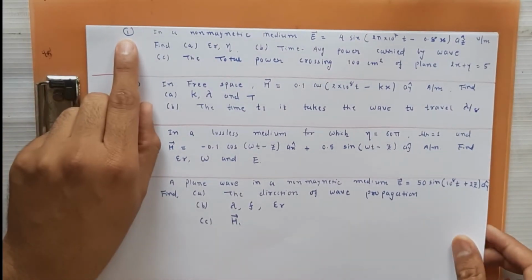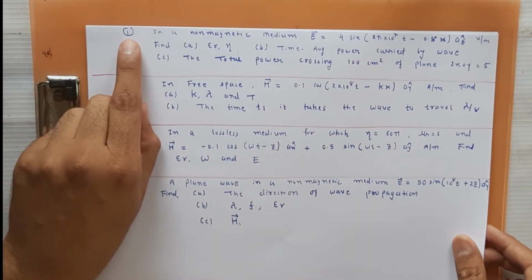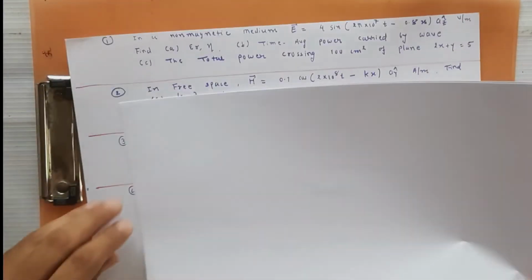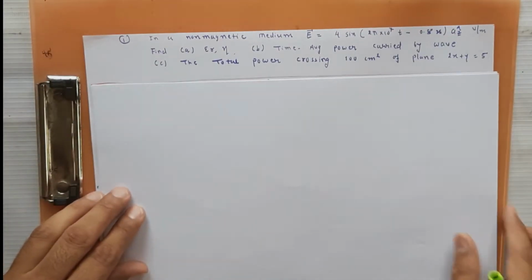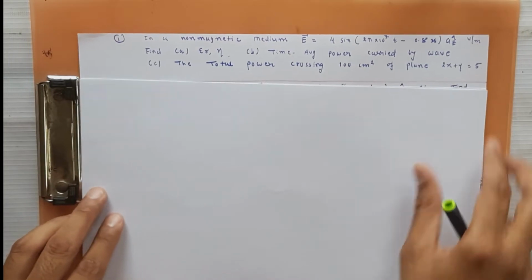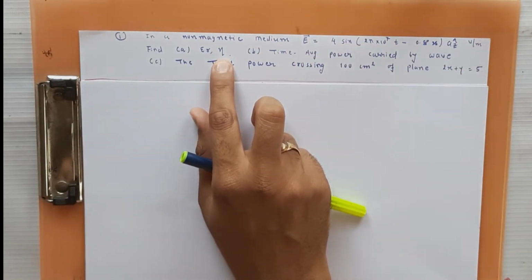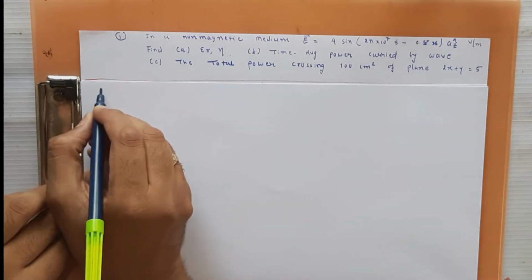The first question is based on power and Poynting vector. Here we have to find out first what is epsilon r and what is the intrinsic impedance. So, solution of the first question.